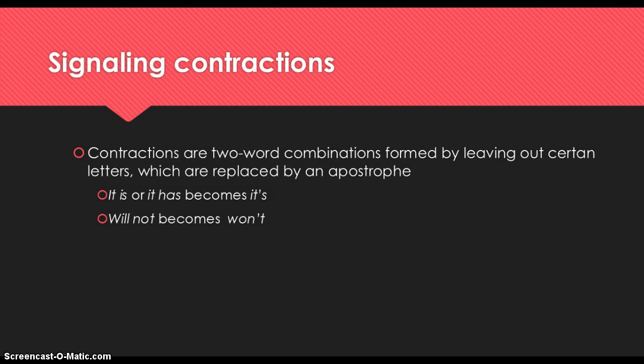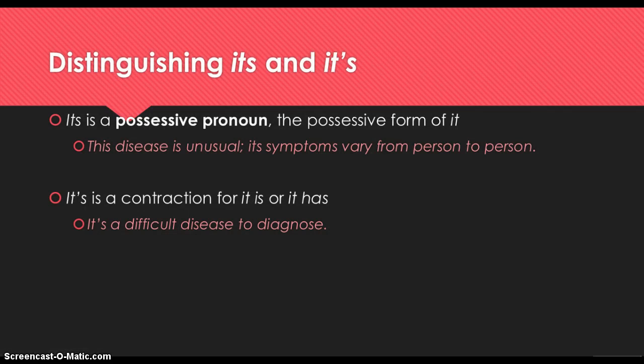Another thing you can use apostrophes for is signaling a contraction. A contraction is a two-word combination that's formed by leaving out certain letters, which are replaced by an apostrophe. It is or it has becomes it apostrophe S. The apostrophe indicates the letters that have been removed. Will not becomes won't. Again, the apostrophe signals those missing letters.